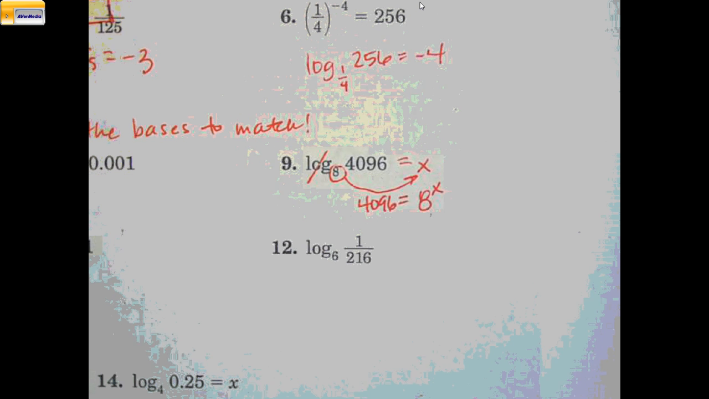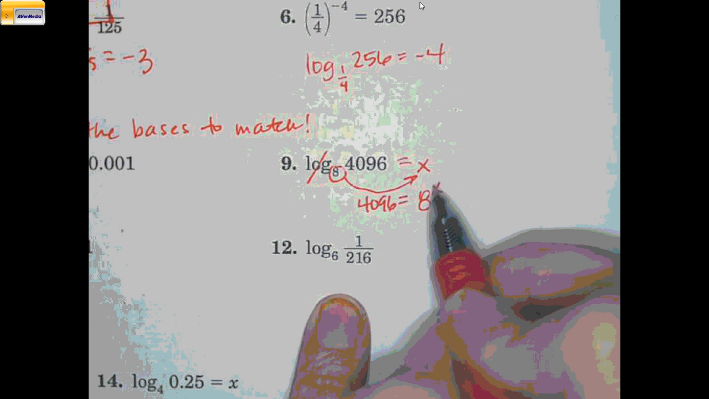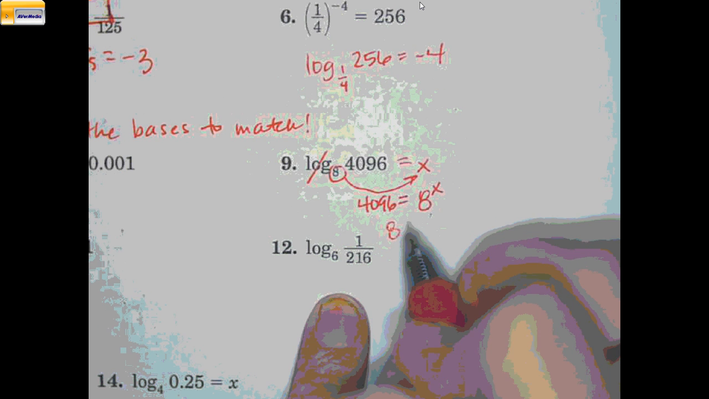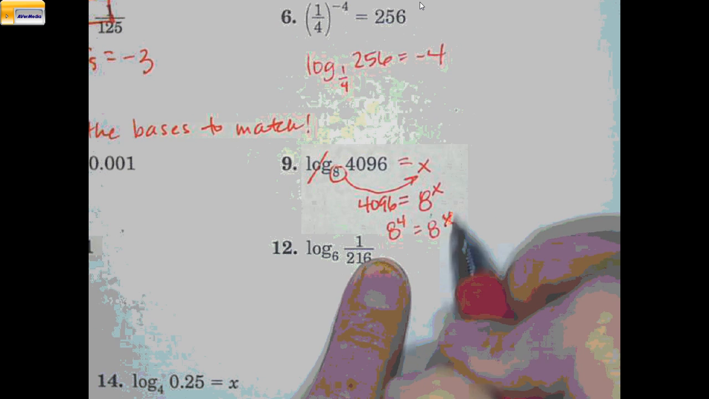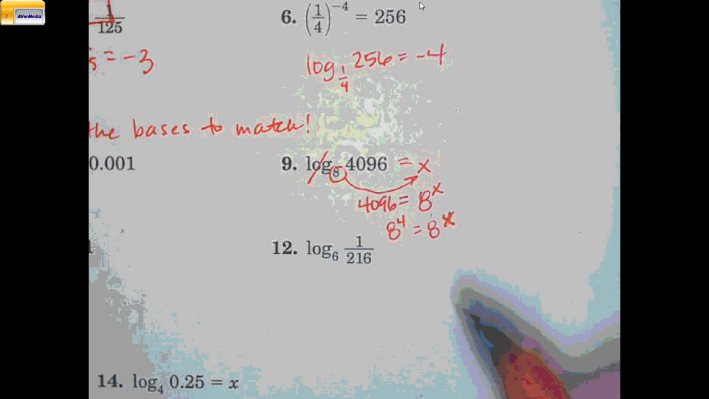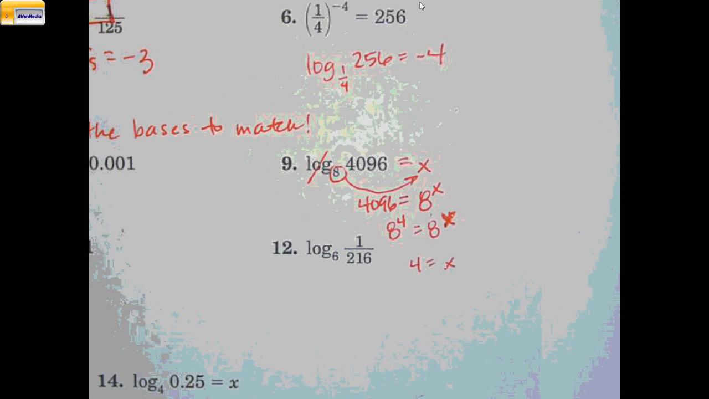Here's what I mean by that. Well, actually, let's wait and we'll talk about it a little more on number 10. Let's finish this one up. Because we know, and I realize you could just put x equals 4, 4096 is 8 to the 4th. Whoops, that's an x, my bad. Once you get these bases to match, then the exponents just equal each other. So 4 equals x.